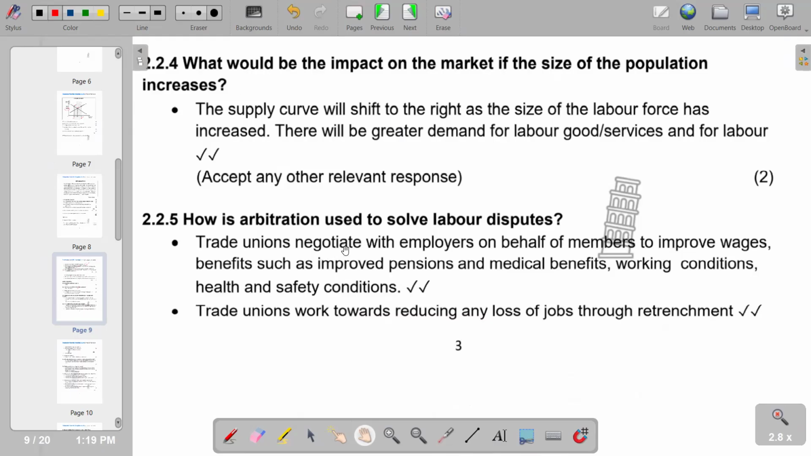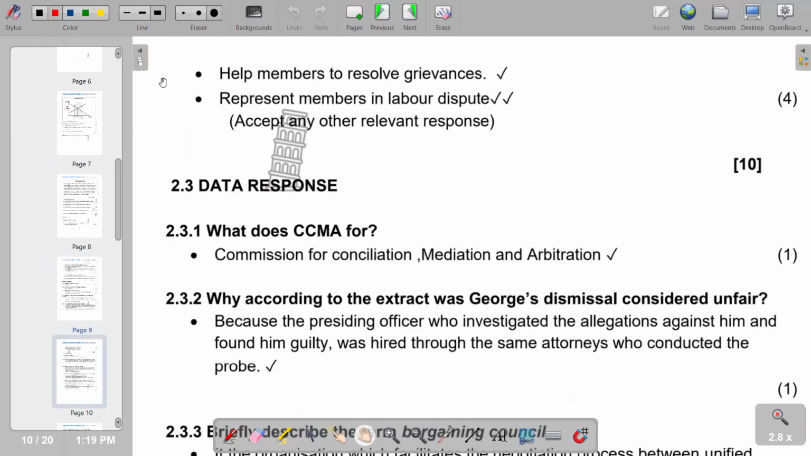Trade unions negotiate with employers on behalf of members to improve wages and benefits such as improved pensions and medical benefits, working conditions, and health and safety conditions. So these are the points that we can include. The second point is that trade unions work towards reducing any loss of jobs through retrenchment. And there is a continuation of other correct points that we can include within the context of the question. Then moving on, we have now 2.3, which is on data response.